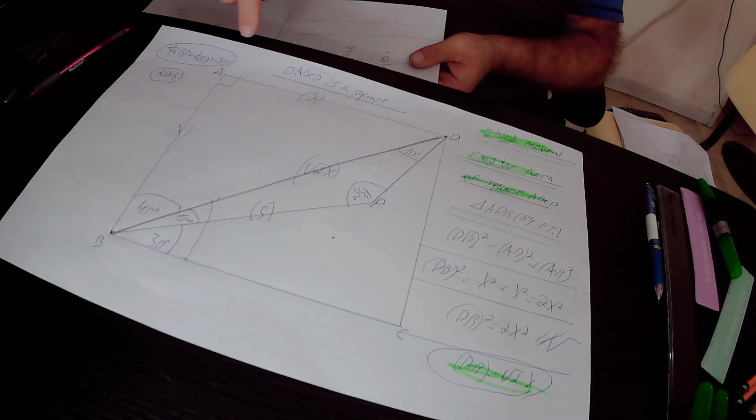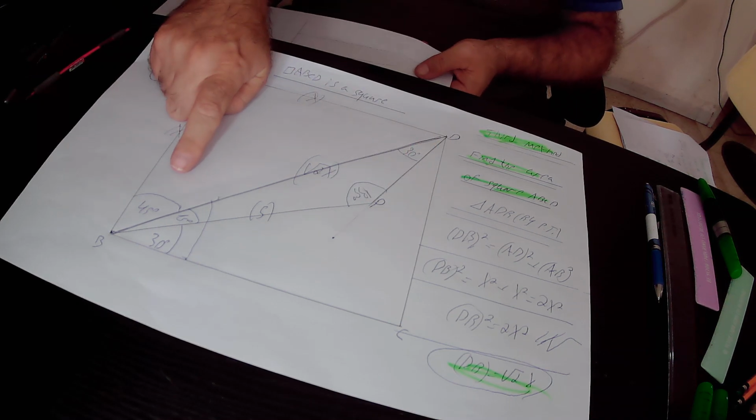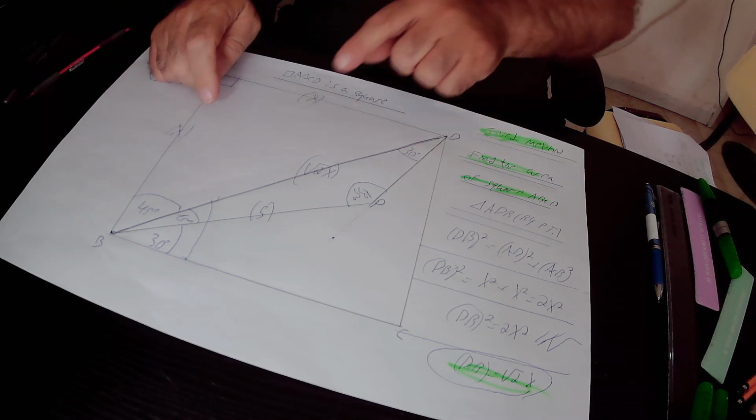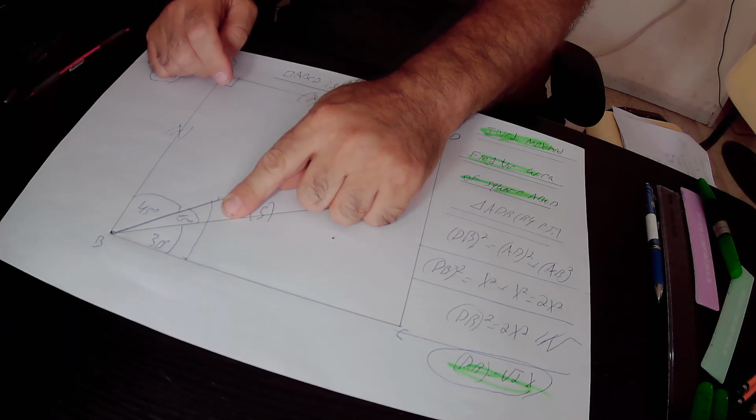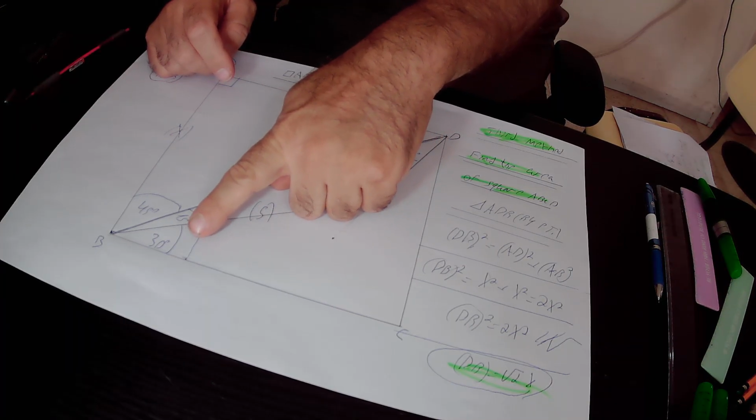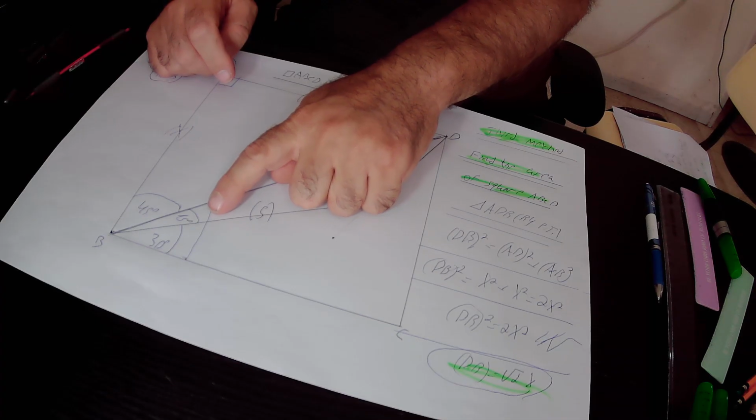Diagonal DB bisects angle ABC. This is the first half of angle ABC, that is 45 degrees. This is the second half. It is also 45 degrees, but this angle equals 30 degrees, and therefore this missing angle must be equal to 15 degrees in its size.